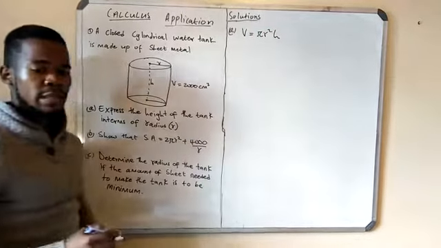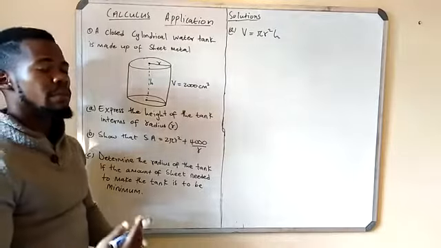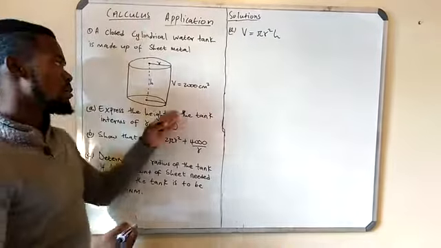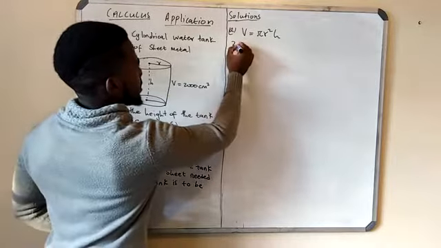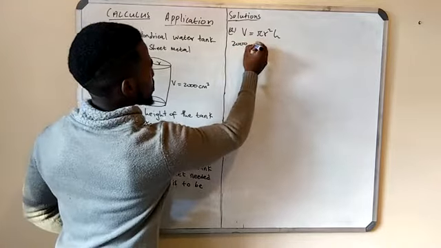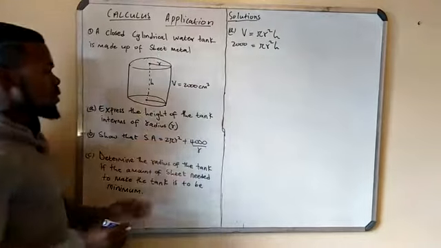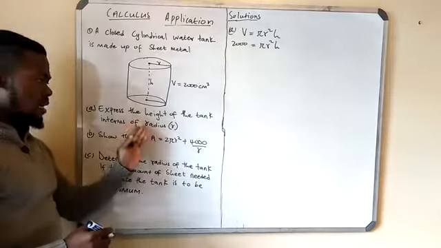Pi R squared H. Remember, volume is what? Volume is the area of the base multiplied by height. So the area of the base, the area of the circle, is pi R squared multiplied by height H. The volume is given to us. It is 2000 cm³, which is equal to pi R squared H. Remember, we're required to express height H in terms of radius R.